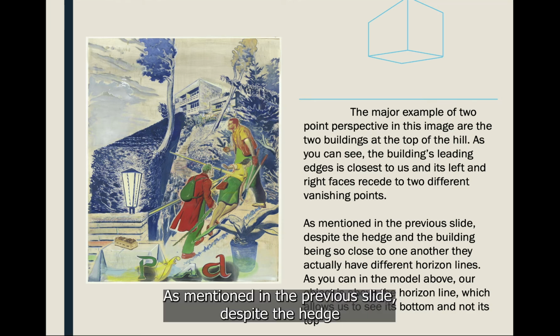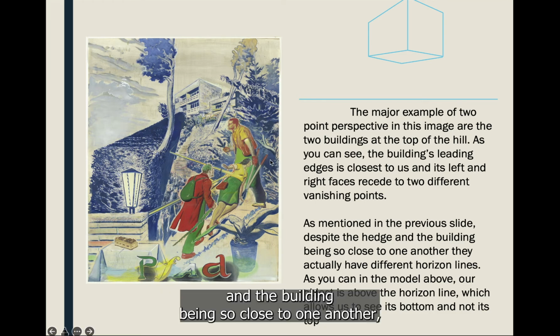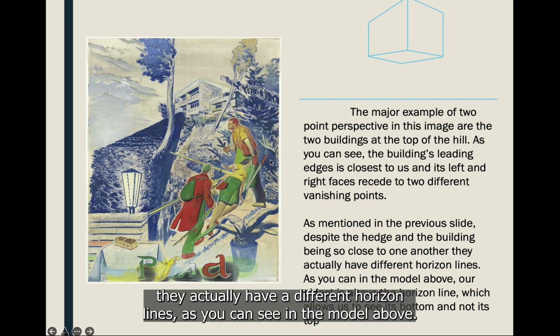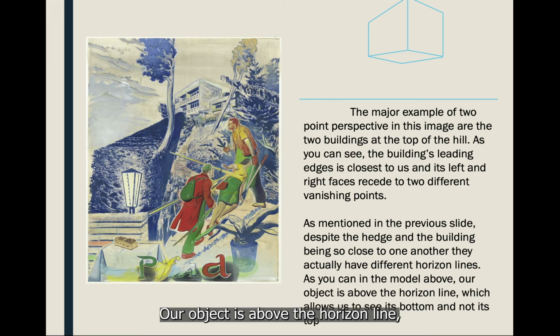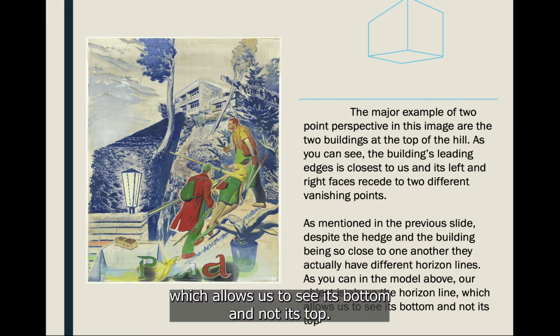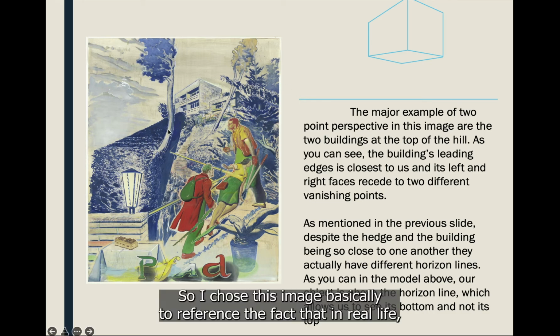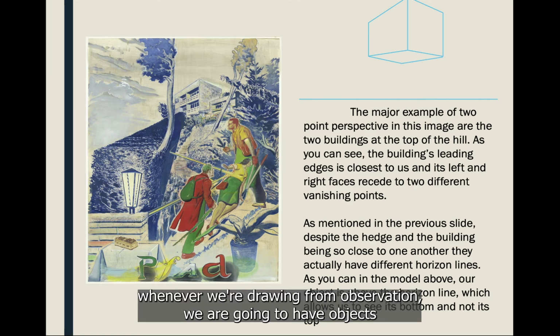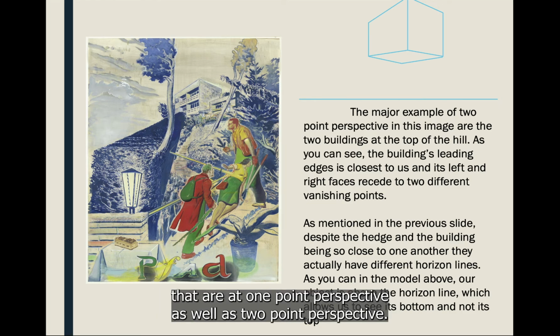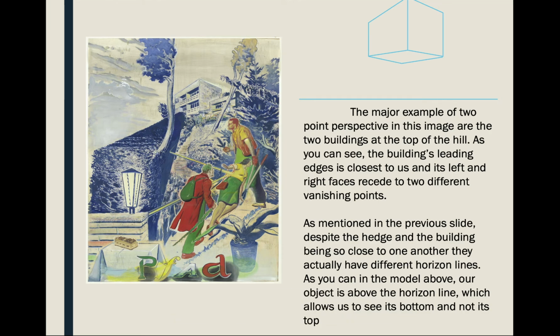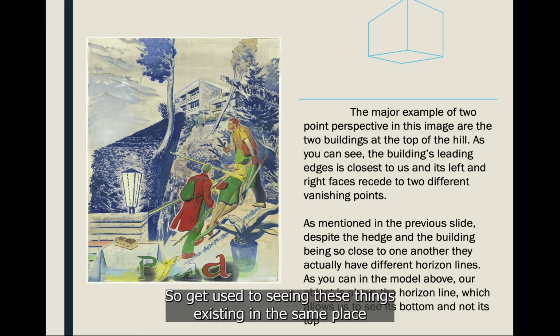As mentioned in the previous slide, despite the hedge and the building being so close to one another, they actually have different horizon lines. As you can see in the model above, our object is above the horizon line, which allows us to see its bottom and not its top. So I chose this image basically to reference the fact that in real life, whenever we're drawing from observation, we are going to have objects that are in 1-point perspective as well as 2-point perspective. So get used to seeing these things existing in the same place.